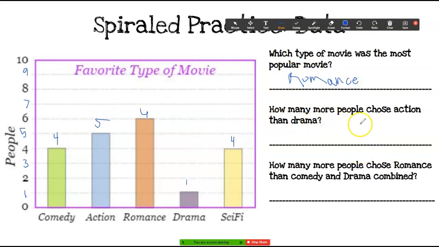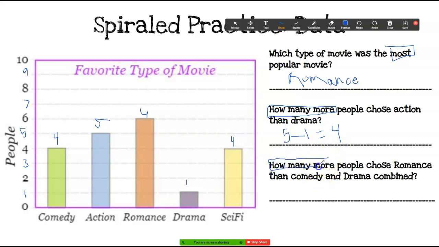Okay, how many more people chose action than drama? So we have 5 and 1, so I have a 5 minus 1, because my keyword here is how many more. My keyword here was most. 5 minus 1 is 4.